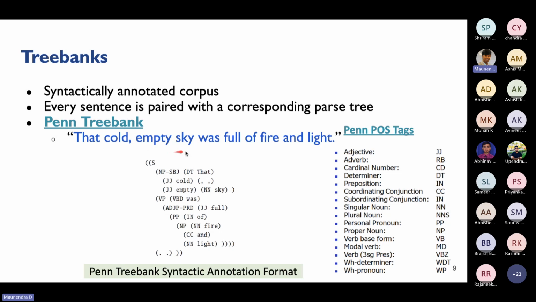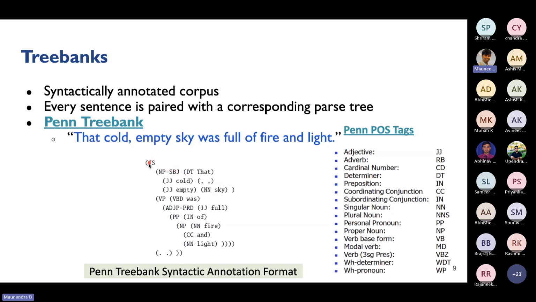So this is the sentence, for example, "cold empty sky was full of fire and light," and the tree of that is given in this form. The tags that are the non-terminals are these ones. There are some other treebanks also. There also we'll see some sentences and the trees, but the tags that they use might be different. So that is one thing to remember.